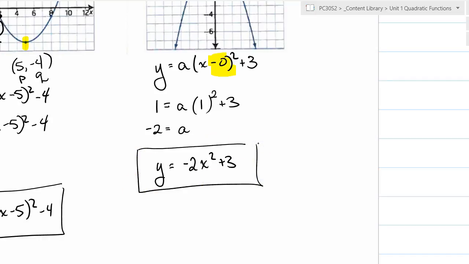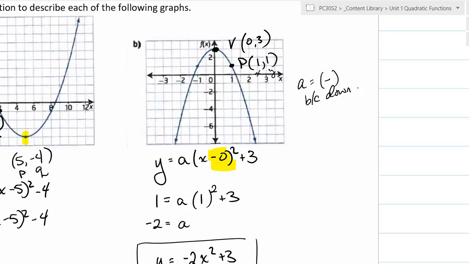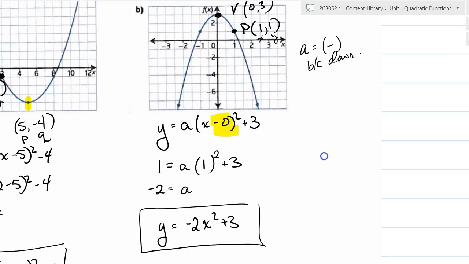Finally, I'll put a box around it. And in comparison, this graph looks narrower than this graph. That makes sense since it's a coefficient of 2 instead of a third. And it's opening downward, it's negative, so everything looks like I'm good to go.